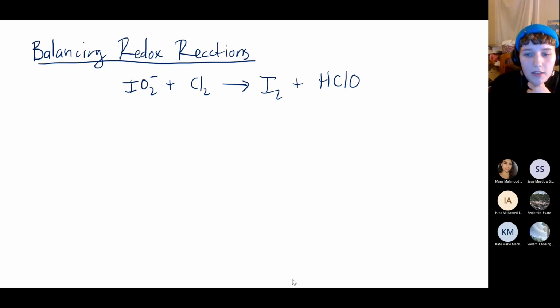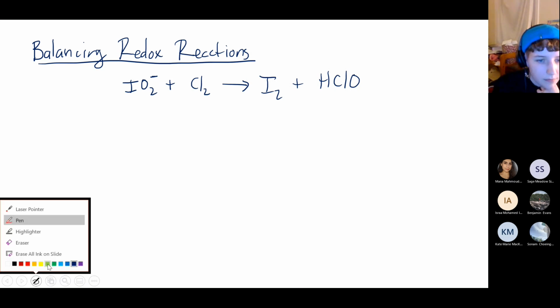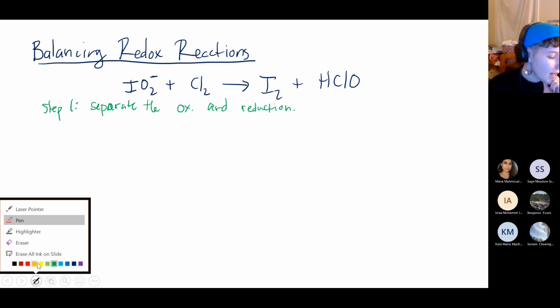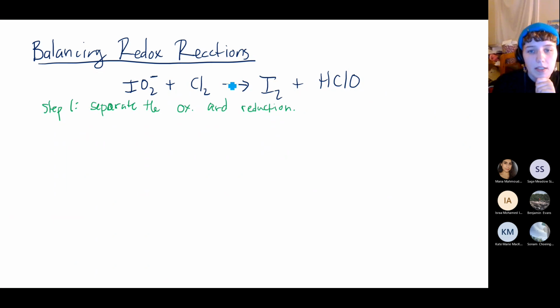So balancing redox reactions, there's steps. Step 1, separate the oxidation and reduction. So that just means putting them into half reactions, right? So first step, let me figure out which one's actually being oxidized and which one's being reduced.